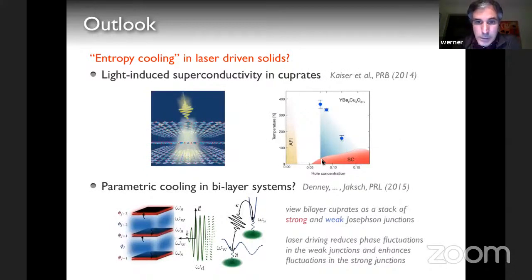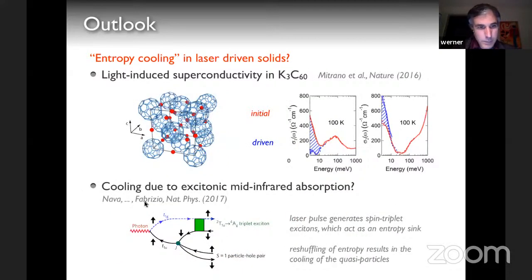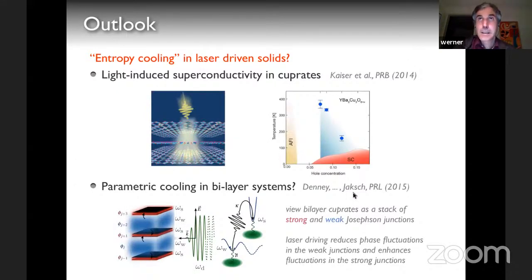Also, in connection with the cuprate experiments, there have been similar ideas proposed by Dieter Jaksch and co-workers. These experiments are on bilayer cuprates, which one can describe as a stack of strong and weak Josephson junctions. And what Jaksch and co-workers have proposed is that the laser driving cools down the weak Josephson junctions at the expense of heating up the strong Josephson junctions. So there's a kind of entropy reshuffling from weak to strong Josephson junctions. And because the weak junction limits the TC, this entropy reshuffling may explain the enhancement of TC in the light-driven state. So both these theory papers, by Fabrizio and co-workers, and by Jaksch and co-workers, are very interesting papers, which propose, I think, conceptually interesting and appealing ideas.